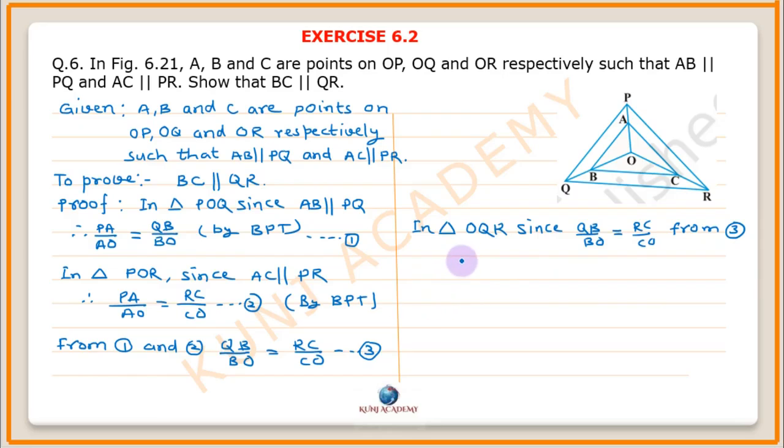From 3, therefore BC is parallel to QR by converse of BPT. Proved.